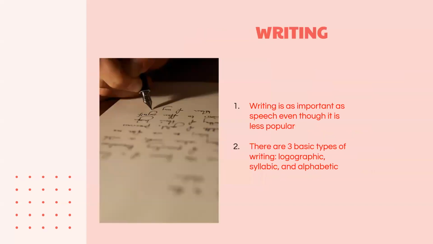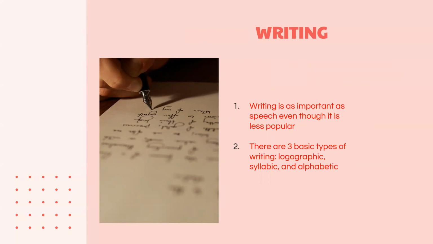And then the second one is writing. Writing is as important as speech, even though it is less popular. Why is it less popular? Because writing is a bit complicated to use in our daily lives. For example, when we are trying to talk face to face, there's no way we prefer writing rather than speech, right? It is complicated. We need to take out our paper, our pen or our pencil, and that's why we prefer speech. That's why speech is more popular than writing.